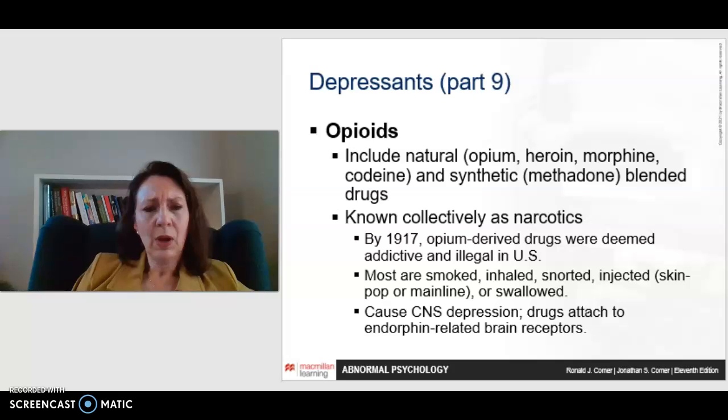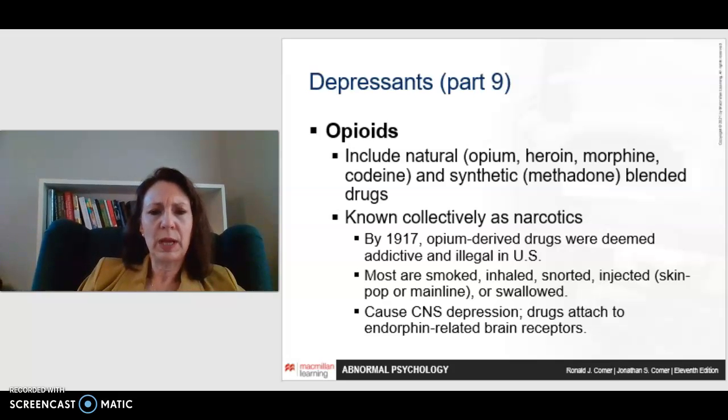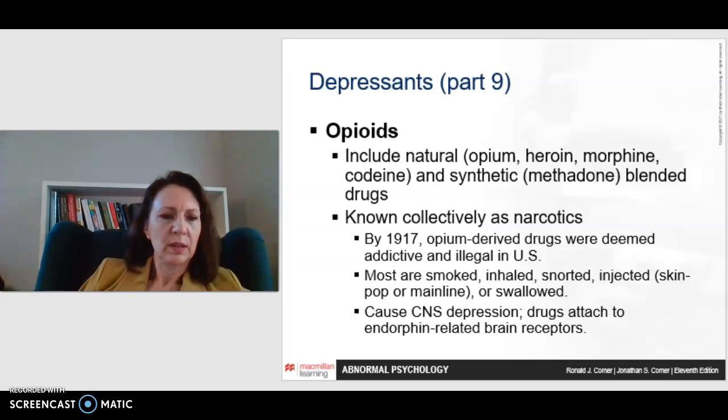Opioids are another class of depressants. They include natural ones and synthetic ones. They're known collectively as narcotics. By 1917, opioid-derived drugs were deemed addictive and illegal in the United States. Many are smoked, inhaled, snorted, injected, or swallowed. They cause CNS depression, and the drugs attach to endorphin-related brain receptors, which brings lots of very, very good feelings in the body.